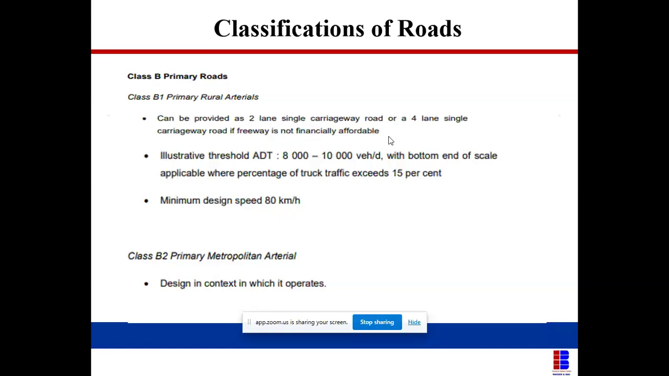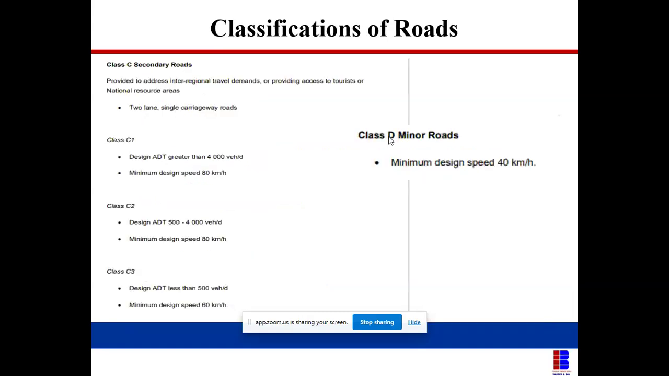Then we have class B. This is between 8,000 to 10,000 vehicles per day. So the minimum design speed is 80 kilometers per hour as well. Then class C, so 80 kilometers per hour as well. Then class C3, minimum design speed there is 500 vehicles per day, 60 kilometers per hour.